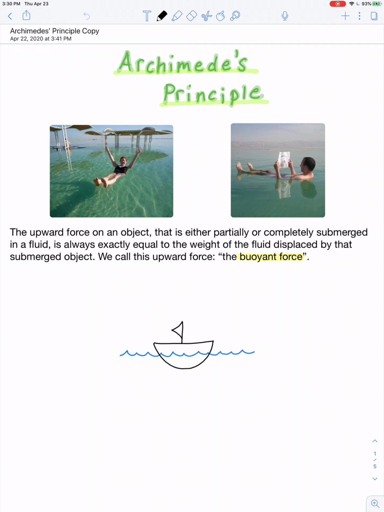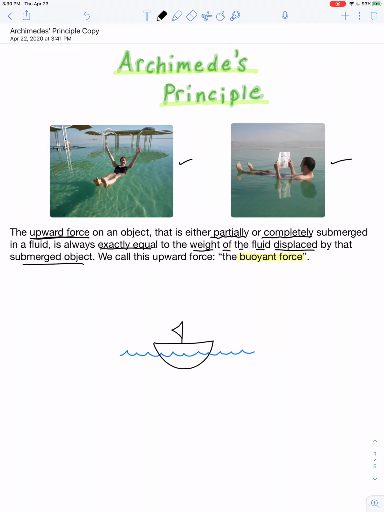This has to do with Archimedes' principle, which is stated just below these two pictures. It says that the upward force that acts on any object, whether that object is partially submerged or completely submerged, there's a couple people that are only partially submerged, anyway, that upward force is exactly equal to the weight of the fluid that's displaced by whatever the submerged object is.